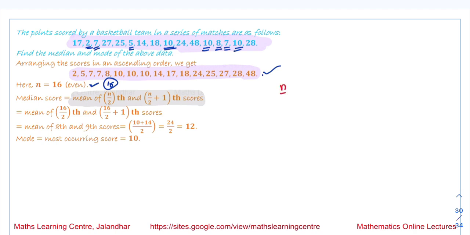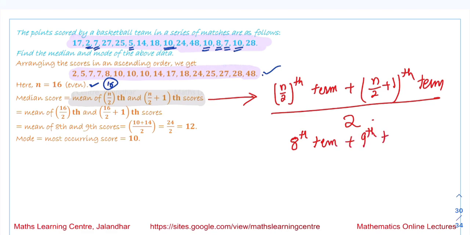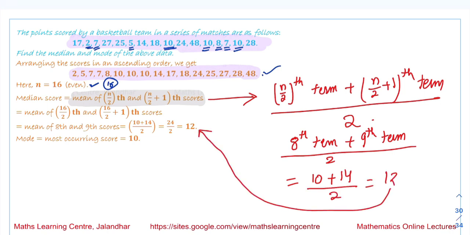So you can write it like the n by 2th term plus the n by 2 plus 1th term, divided by 2. This is the value of the median. So n by 2th means it is the 8th term plus the 9th term divided by 2. The 8th term we have is 10 and the 9th term we have is 14, and we are dividing it by 2, and the answer we are getting is 12.